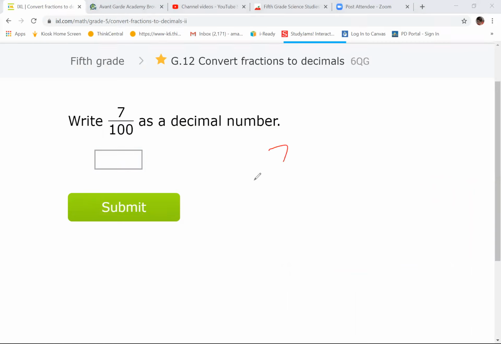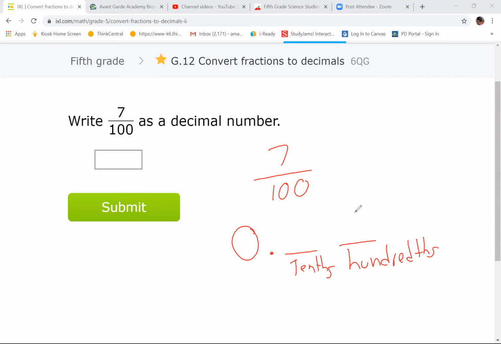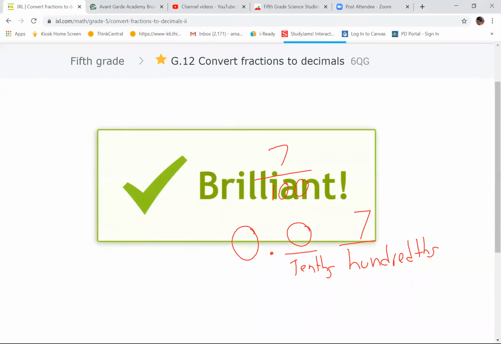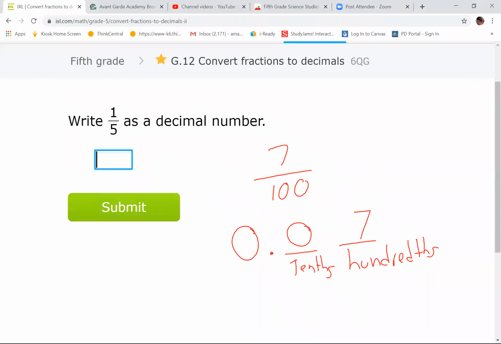So I have 7/100. So I need to have 7/10. No, that doesn't say 7/10. It says 7/100. 7/100. And there's 0/10. So that's why I want you to write these out, 0.07. It's really helpful, guys, to use that paper. Okay?